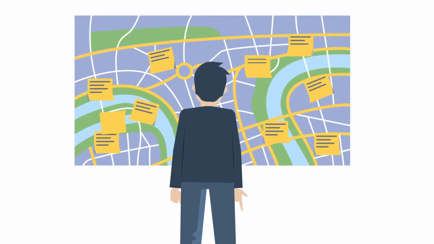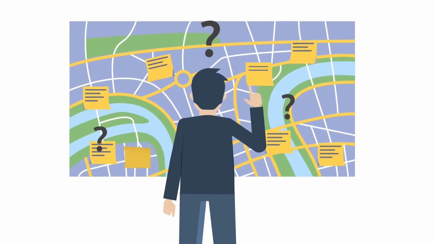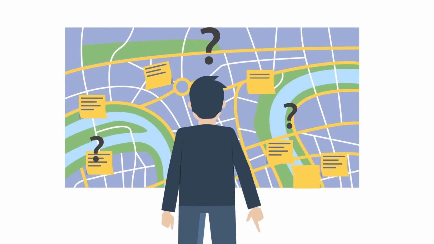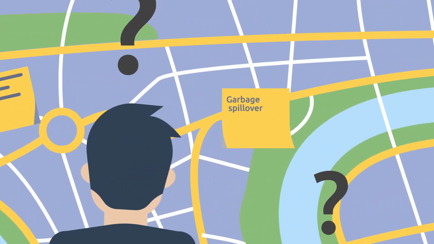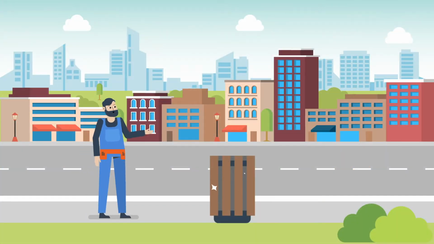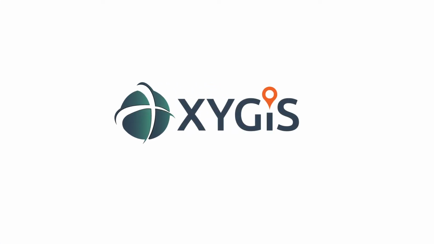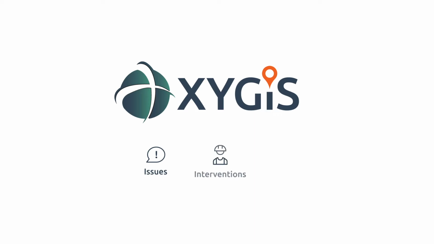Are you lacking visibility on your inventory and on the problems detected on your equipment? Do you have difficulty communicating with your workers in the field and seeing the progress of your maintenance operations? You can now use Oxygis, the web and mobile app completely dedicated to asset and maintenance interventions management.